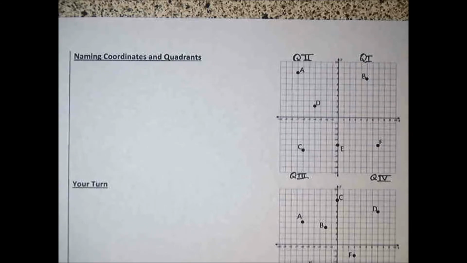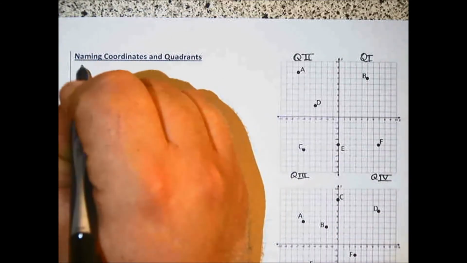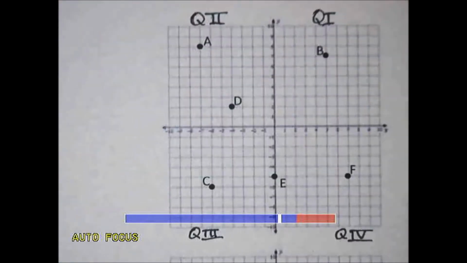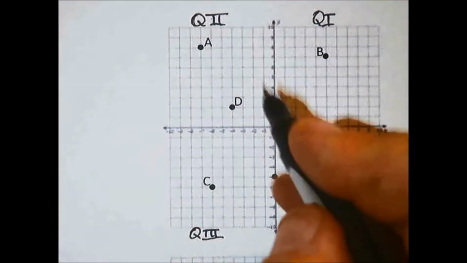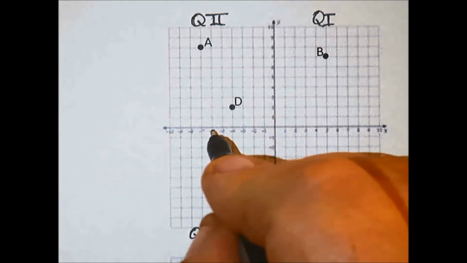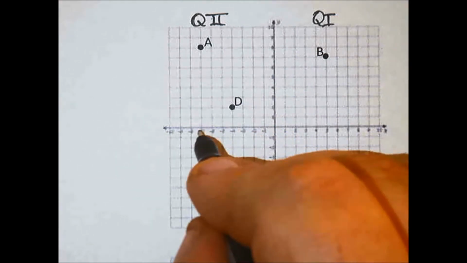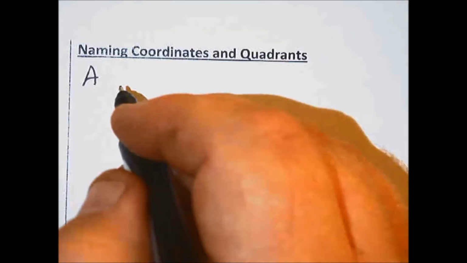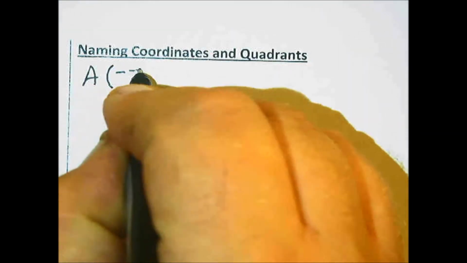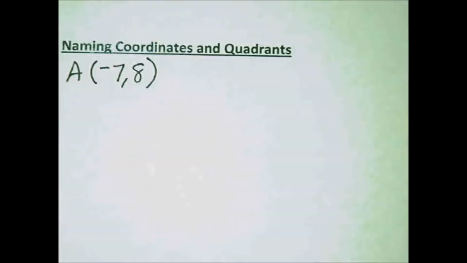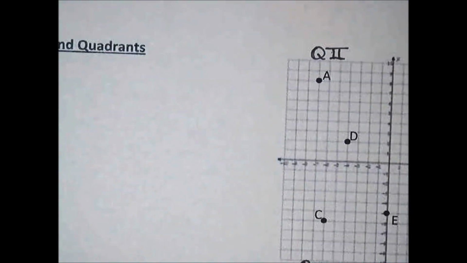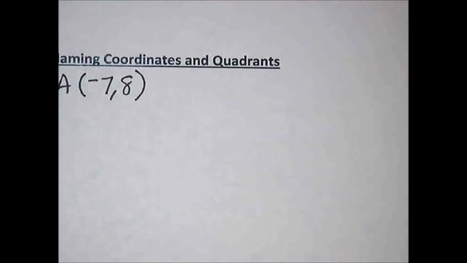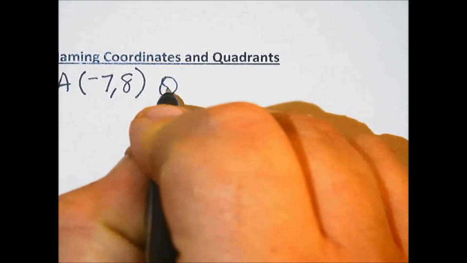All right, so let's look at point A. Well, where is that point A? It's right up there. So let's count over how far we go. We can just use the numbers on the bottom. That looks like it's at -7 and then up to 8. So A is at -7, 8. Now what quadrant is that in? Okay, that's in quadrant 2 right there. So we're just going to say A is in Q2.